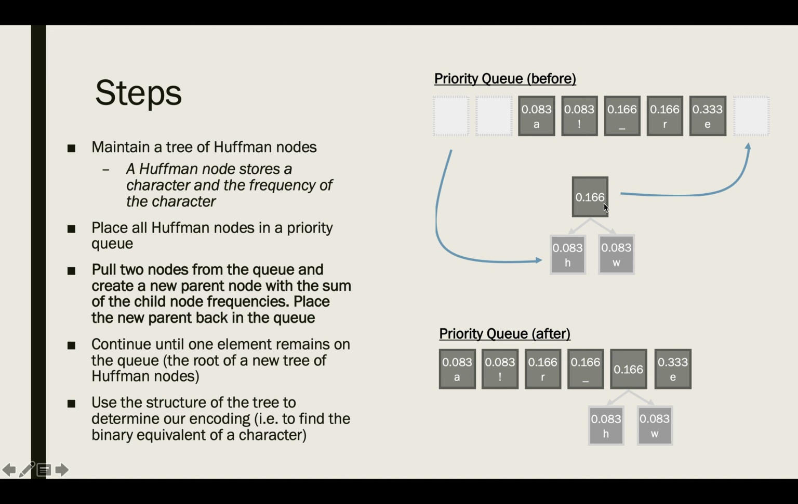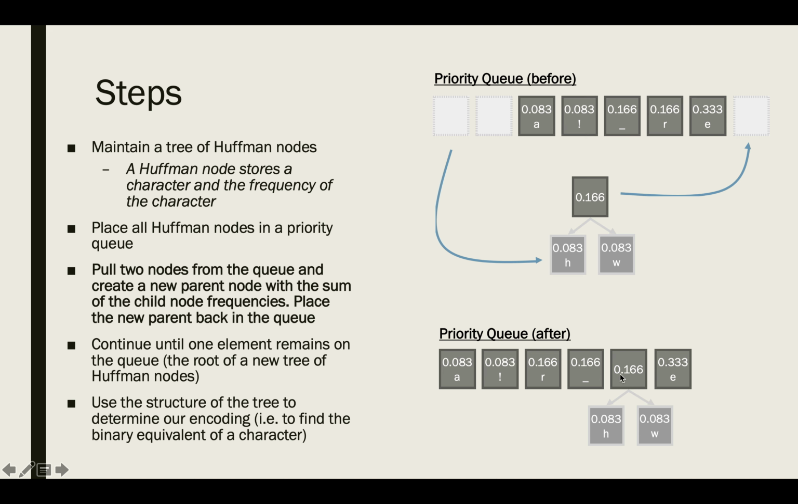So I'll place these as children in a new node, and then I'm going to take that new node and place that back into my heap, where it will be placed in the correct order so it can be pulled out as the minimum value at some later point. Notice down below here I show the heap after I place that new parent node into the heap. Now a couple things here. H and W are not part of the heap or the priority queue at this point. Let me say that again. H and W are not directly in the priority queue.